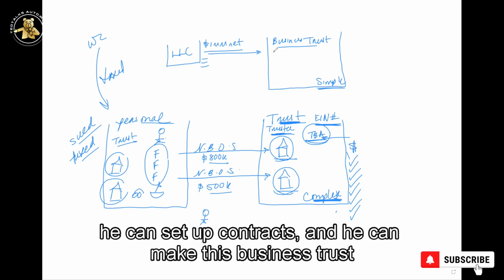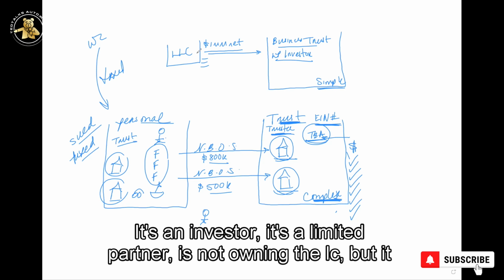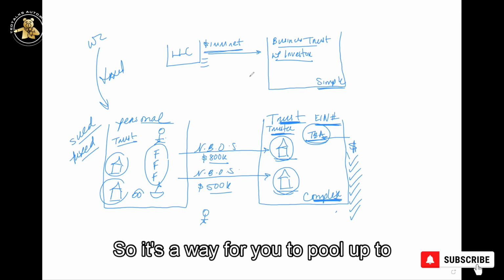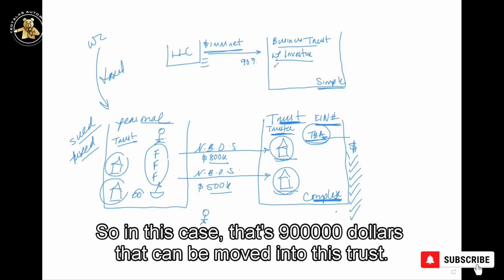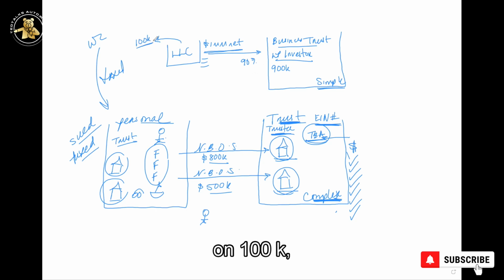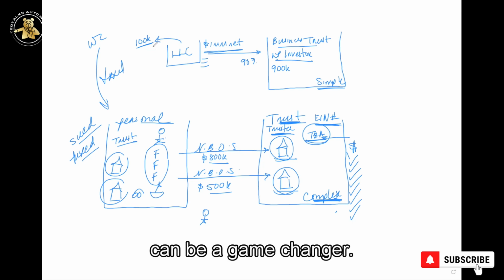But if he were able to set up this trust structure in the current tax year, he can set up contracts and he can make this business trust a limited partner as an investor. It's an investor, a limited partner. It's not owning the LLC, but it does own the net income. So it's a way for you to pool up to 90%. In this case, that's $900,000 that could be moved into this trust. And now this business owner is only paying tax on 100K, not $1 million. So reducing your taxable liability up to 90% if you're operating an LLC can be a game changer.